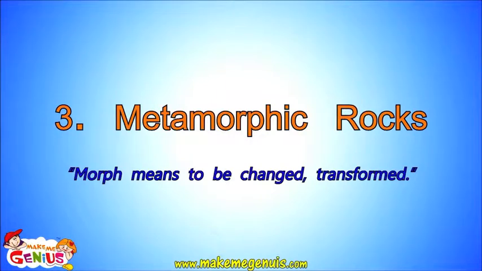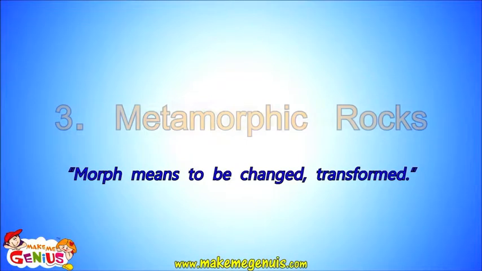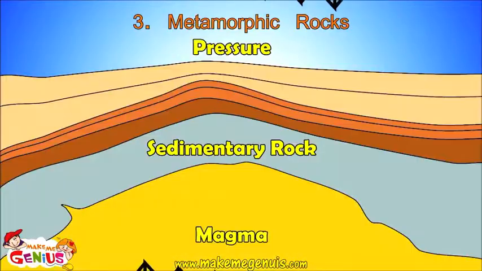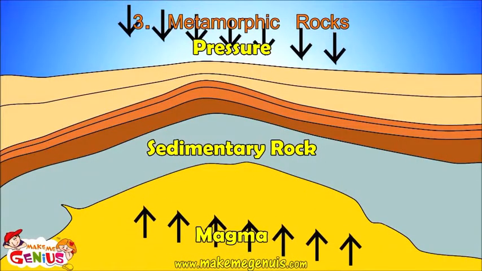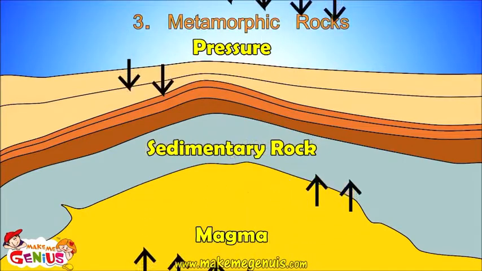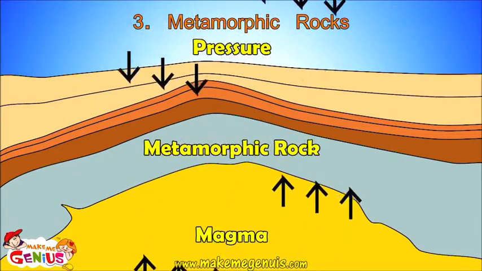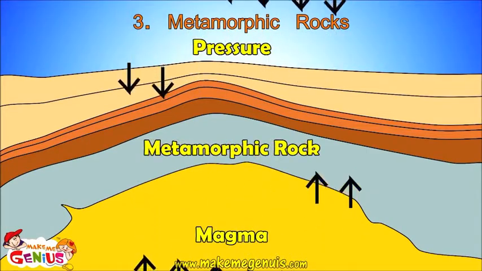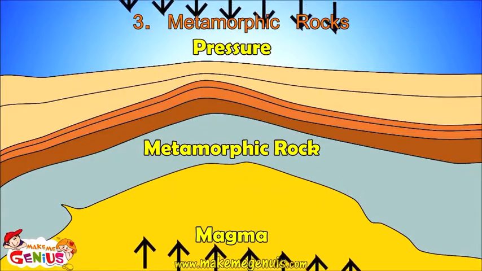Now, let's learn about the third type of rock. These are called metamorphic rocks. Let's again focus on names. Metamorphic is derived from the word morph, which means to be transformed or to change. Yes, you understood right. Metamorphic rocks are changed forms of igneous and sedimentary rocks. Metamorphic rocks are formed when other types of rocks are changed due to a lot of heat or pressure. See in this picture, a lot of heat from molten magma and a lot of pressure from upper layers is causing a few of the sedimentary rocks to change.